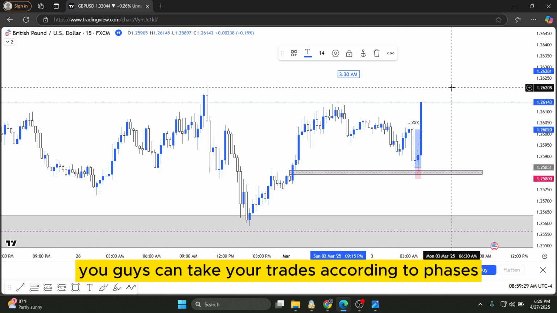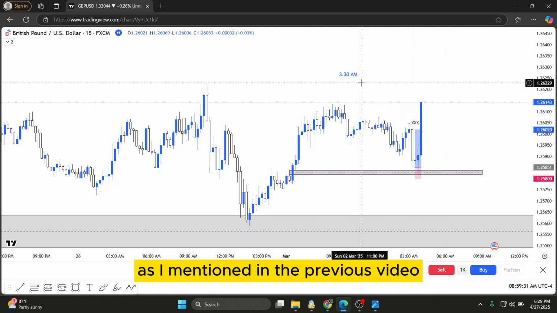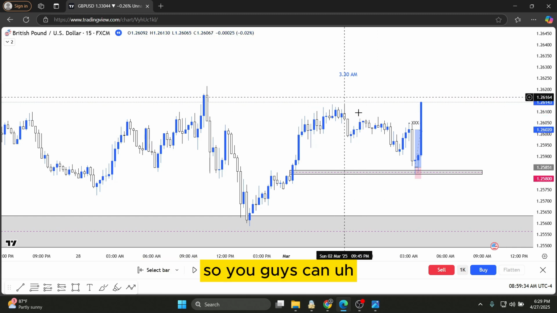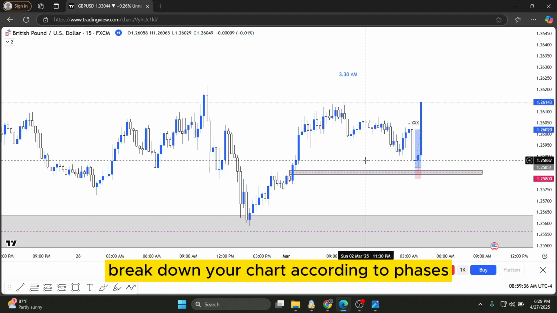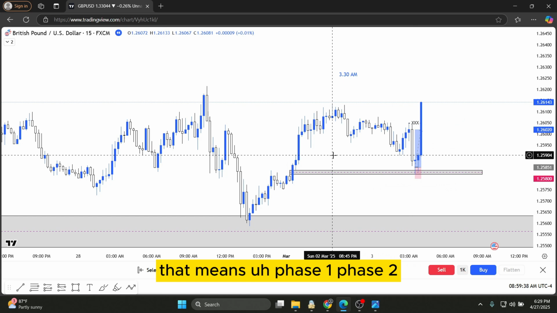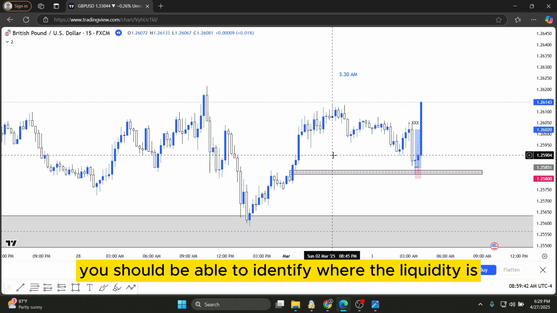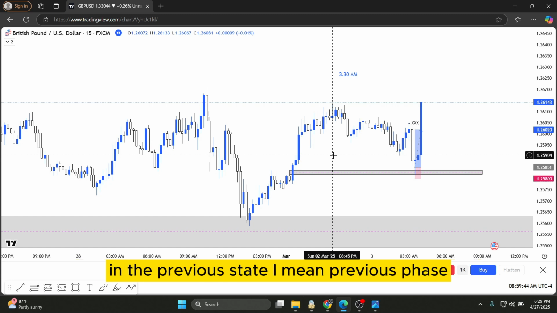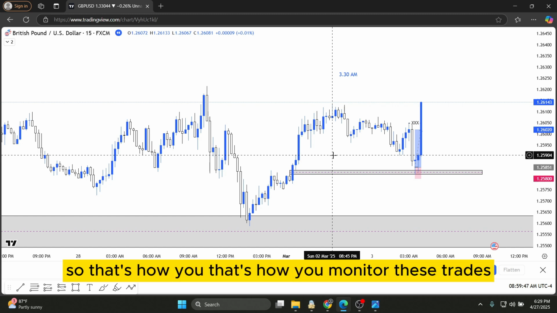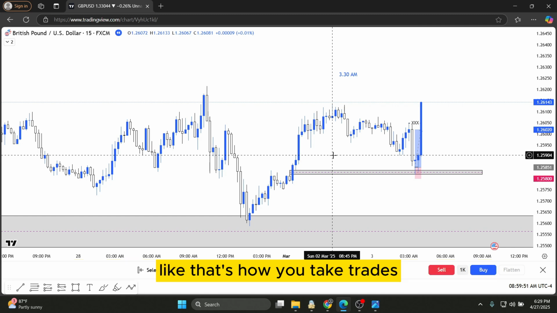You guys can take your trades according to phases, as I mentioned in the previous video. You can break down your chart according to phases. That means phase 1, phase 2, phase 3. In order to take your trade, you should be able to identify where the liquidity is in the previous phase. So that's how you monitor these trades, that's how you take trades.